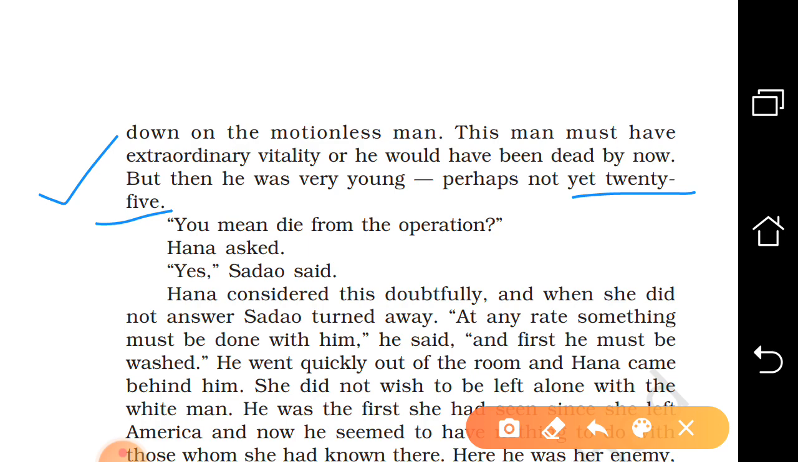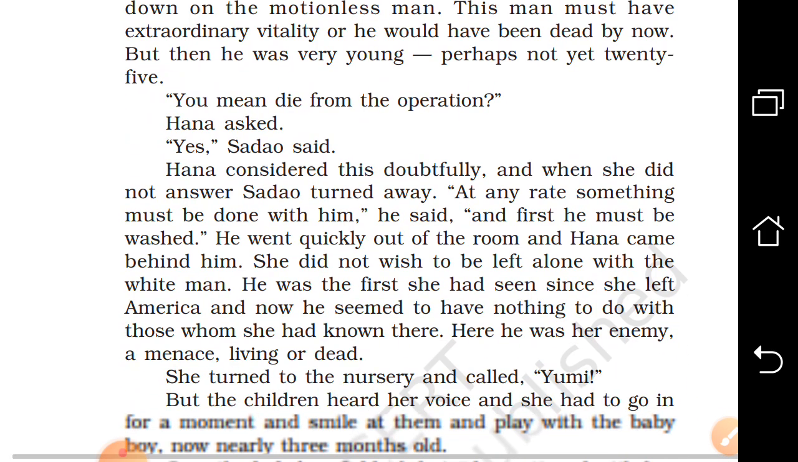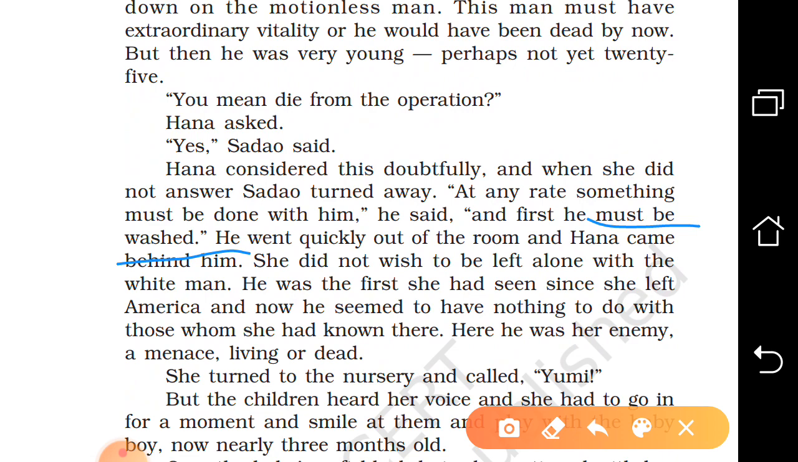killed by this time. "You mean die from operation?" Hannah asked. "Yes," Shadow said. Finally, Hannah had a doubt whether he would die after the operation. But who cannot believe that? Hannah cannot believe because Shadow is an experienced and expert doctor. Hannah considered this doubtfully, and when she did not answer, Shadow turned away. "At any rate, something must be done with him," he said, "and first he must be washed." The first thing to be done is to wash the patient.